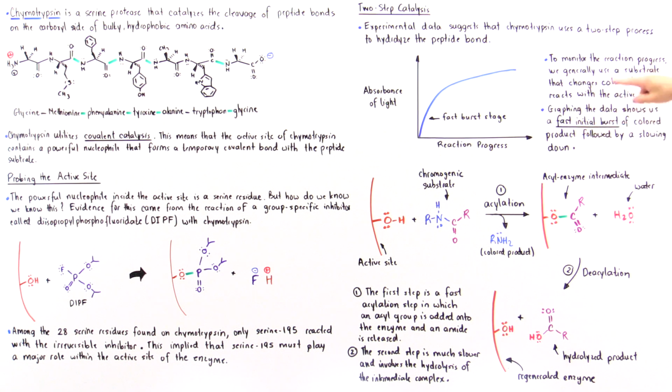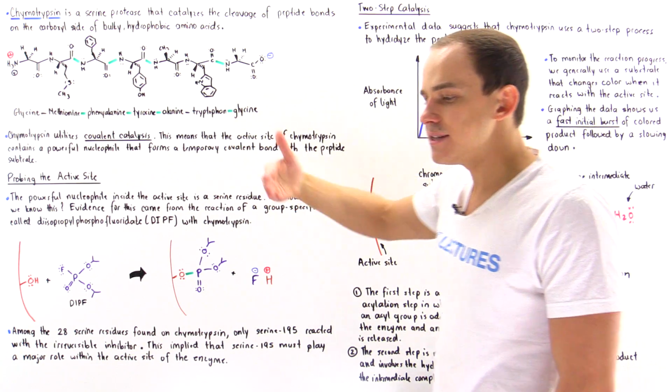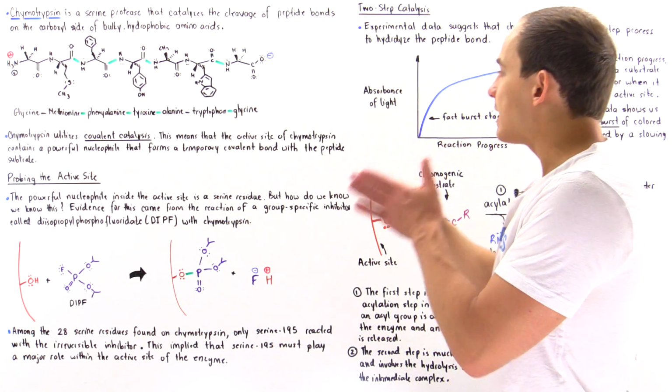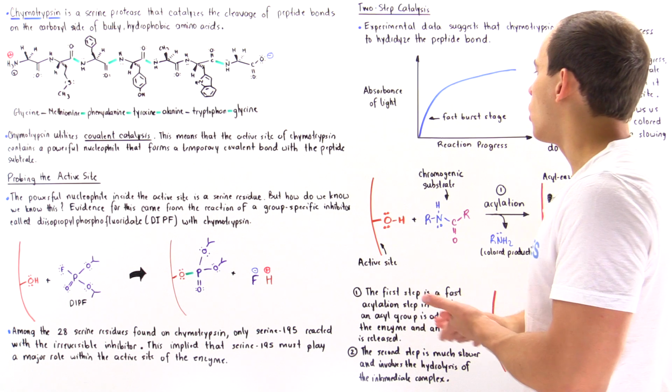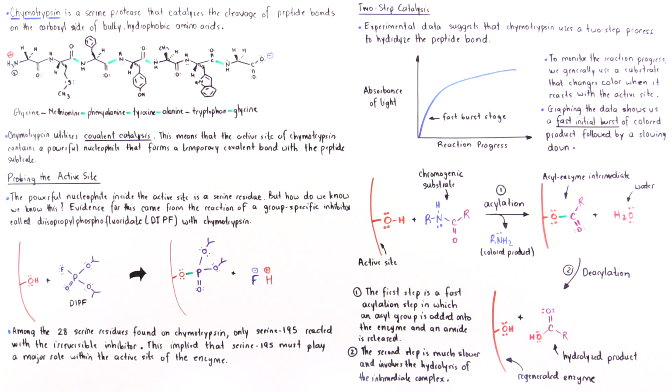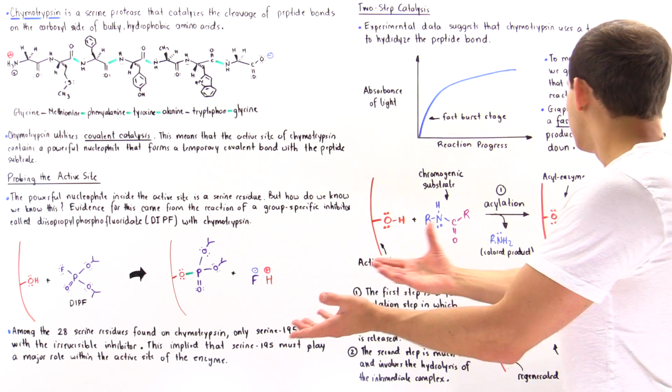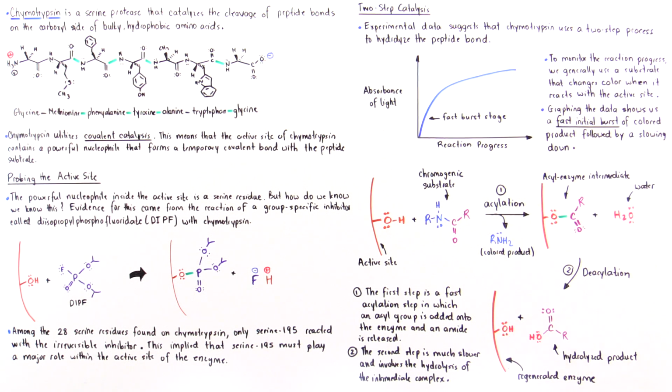So graphing the data that we obtained from experimental results, this shows us the fast initial burst of the color product followed by a slowing down, and that's basically a result of us reaching the steady state condition, and that second step being so much slower than that first step. So to see exactly what happens, let's take a look at the following diagram.